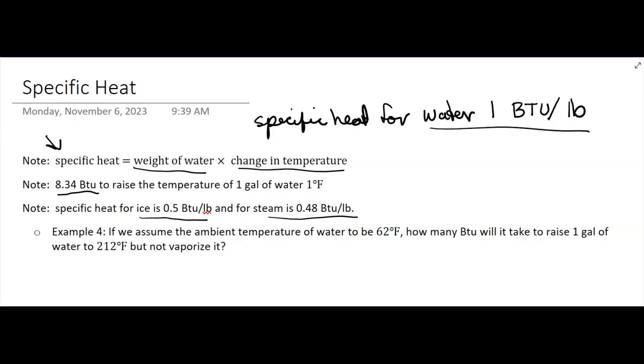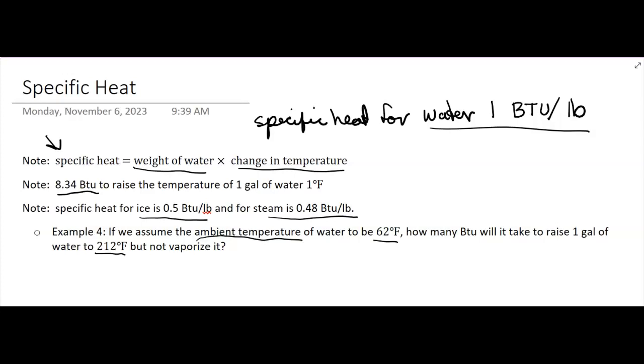Okay, so here's our example. If we assume the ambient temperature of water to be 62 degrees Fahrenheit, by ambient temperature they're talking about kind of like room temperature, except you're not in a room. Maybe you're outdoors or in a building, but it's the environmental temperature of the water. How many BTU will it take to raise 1 gallon of water to 212 degrees Fahrenheit, but not vaporize it? 212 is the boiling point for water, so it's right before it converts to steam. So what's that going to be?